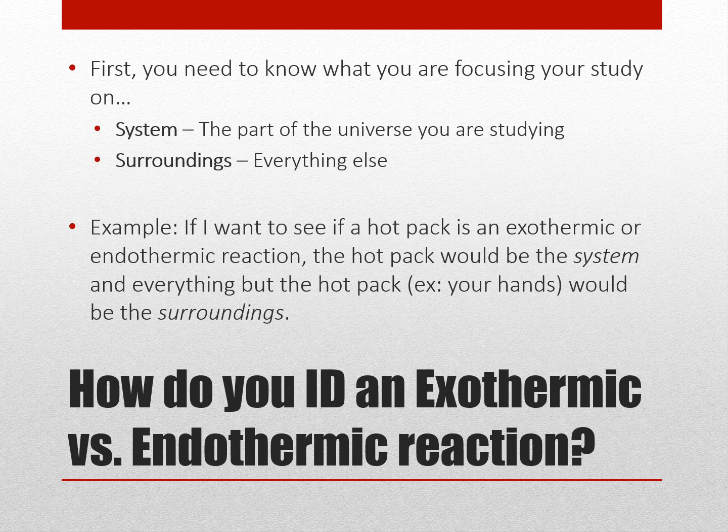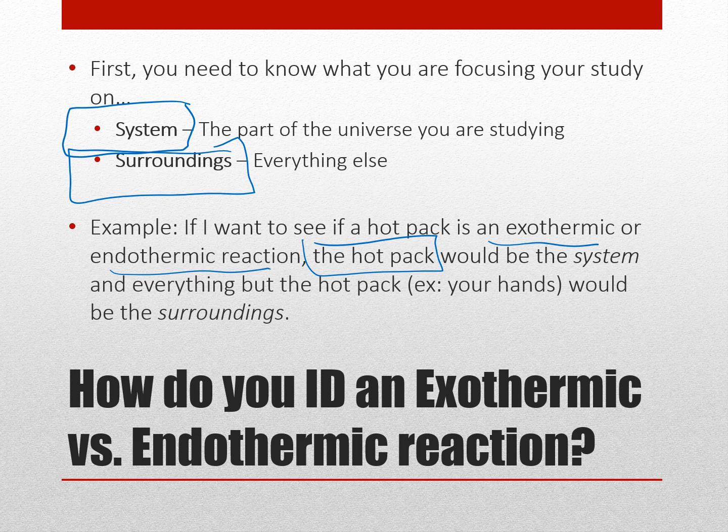In order to truly identify an exothermic and an endothermic process, it is very important for you to understand these two terms. One is the system, the other is your surroundings. The system is whatever you are currently studying. The surroundings is everything else. So if I wanted to see if a hot pack is exothermic or endothermic, the hot pack itself, which is what I'm interested in, would be my system, and everything else but the hot pack, for example your hands or the air or a table that it's sitting on, would be your surroundings.